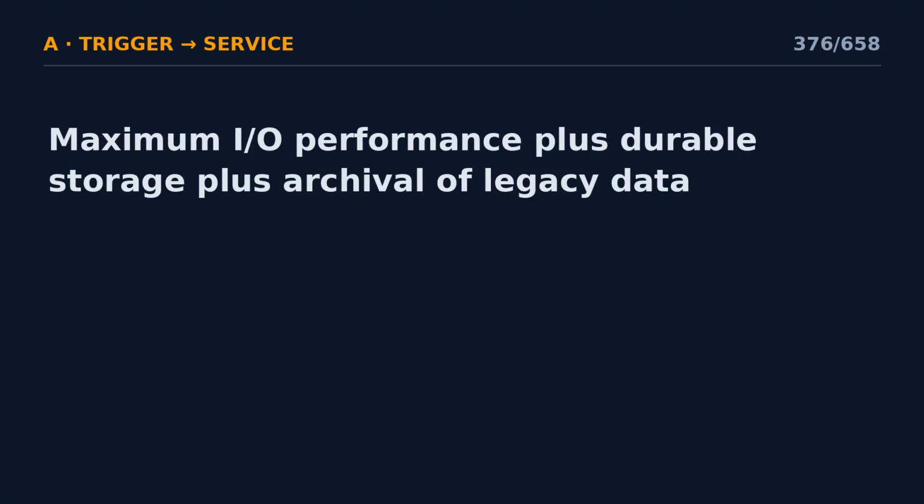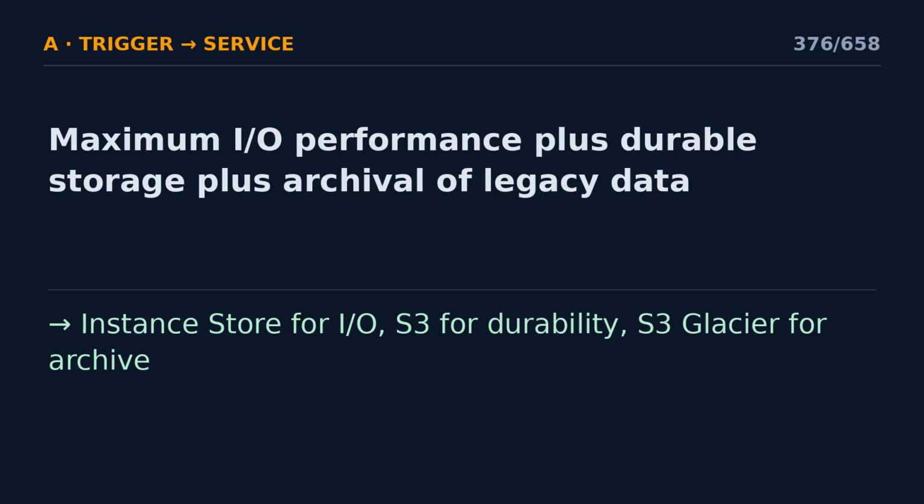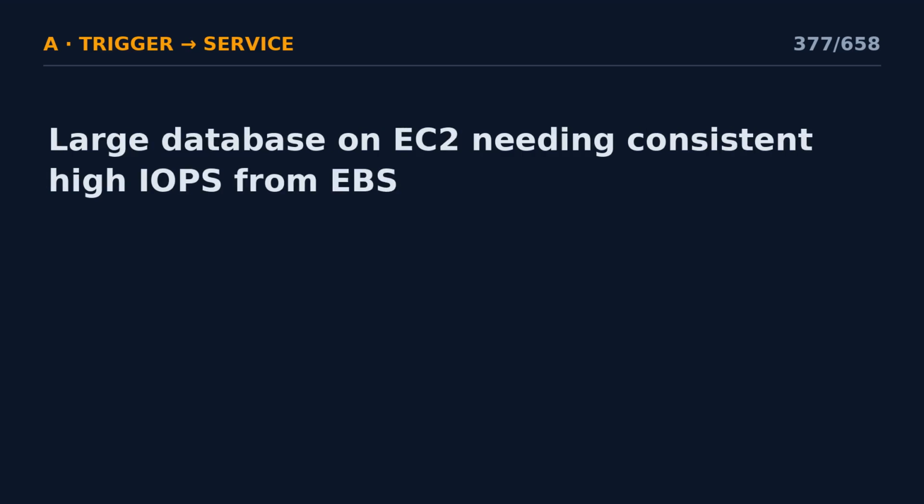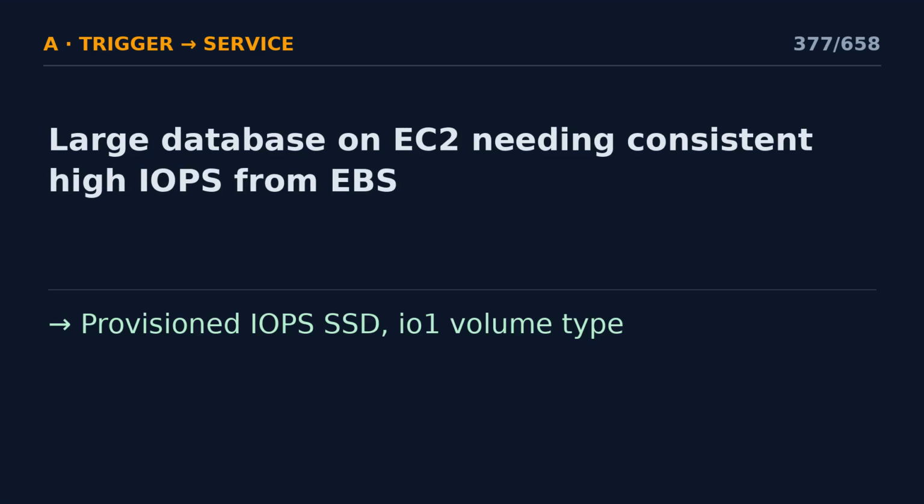Maximum I/O performance plus durable storage plus archival of legacy data. Answer: Instance store for I/O, S3 for durability, S3 Glacier for archive. Large database on EC2 needing consistent high IOPS from EBS. Answer: Provisioned IOPS SSD, io1 volume type.